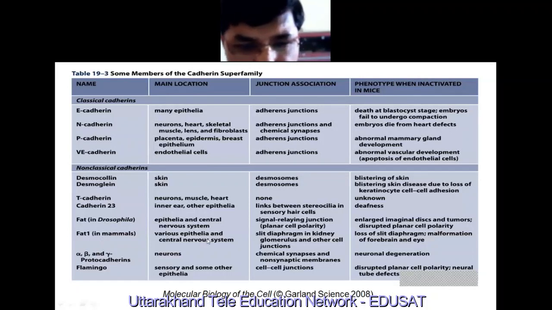Fat 1 in mammals, various epithelia, in central nervous system. Slit diaphragm in kidney, slit diaphragm and glomerular cell junction. Slit diaphragm, malformation of forebrain and eyes. ठीक है, forebrain और eyes का डेवलपमेंट नहीं हो पाएगा. Alpha, beta and alpha, beta, gamma protocadherins, they are present in neurons and these are chemical synapse, non-synaptic membranes, neuronal degeneration. And flamingo, sensory and some other epithelia, cell junction, disrupted the polar and tube effects.